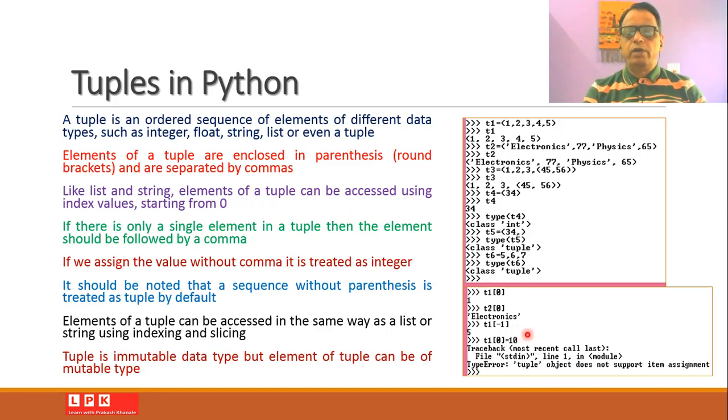T1 0 is equal to 10. So if I try to change the value of the 0th element of the tuple, then I will get the error message: type error, tuple object does not support item assignment.